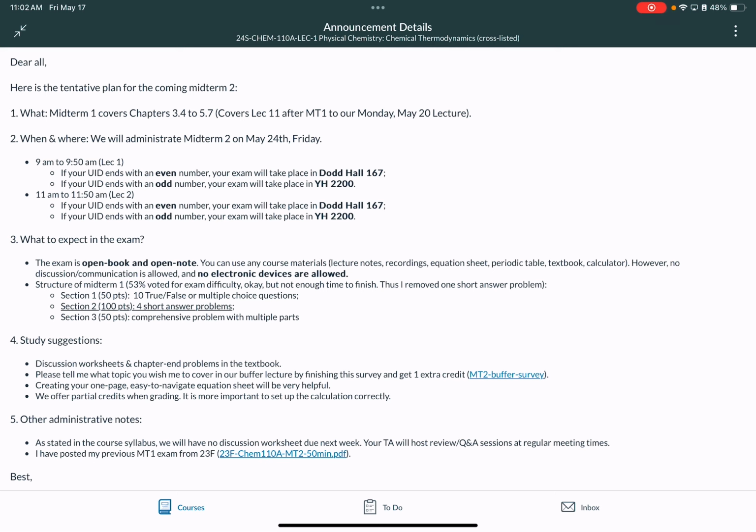Then the structure of the midterm. Based on our votes for midterm 1, 53% of you voted that the exam difficulty is okay, but too long, and you don't have time to check your answers. So I took 1 short problem away. Now your exam will be 10 true and false problems, and then 4 short answer problems, each worth 25 points, and then 1 comprehensive problem with multiple parts. So the structure will be similar, just 1 less short answer problem.